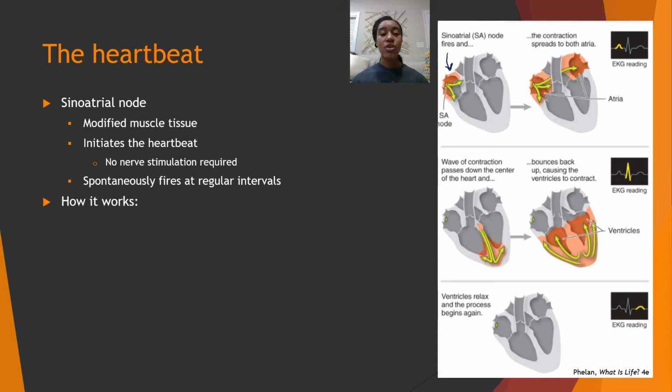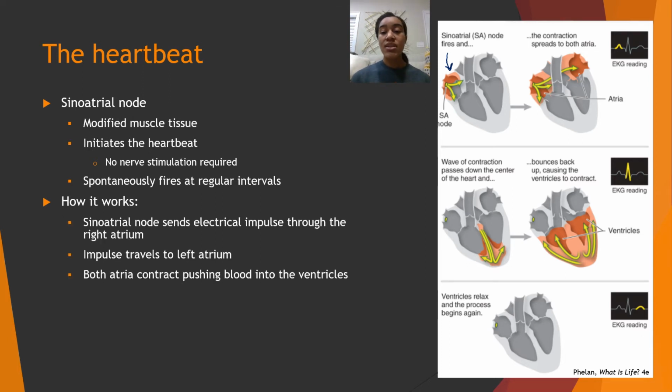The sinoatrial node is a piece of modified muscle tissue that's located on the right atrium that basically fires on its own. So unlike most muscle tissue that needs neuronal stimulation in order to contract, this piece of muscle tissue just contracts spontaneously at regular intervals by itself. And this is what stimulates the heartbeat for the entirety of your life.